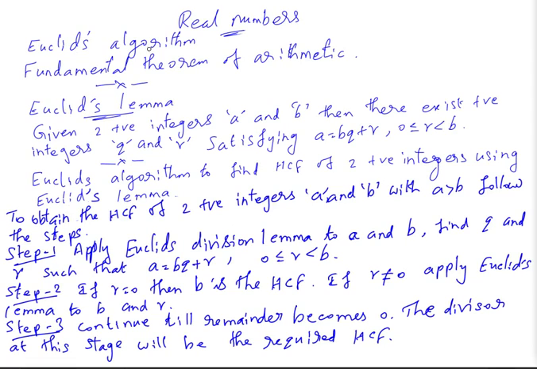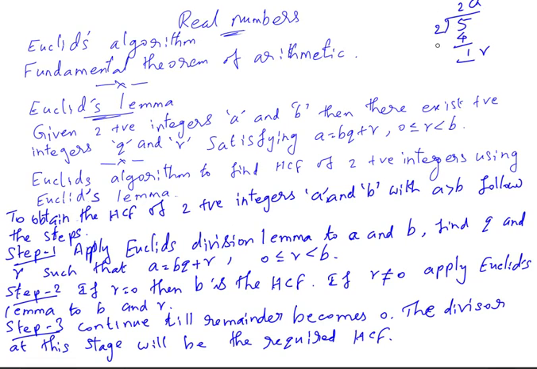For getting Euclid's algorithm, we are using Euclid's division lemma. What is Euclid's division lemma? Suppose we divide 5 by 2. It goes 2 times, 2 twos are 4, and the remainder becomes 1. So 5 is the dividend, 2 is the divisor, this 2 is the quotient, and this 1 is the remainder.